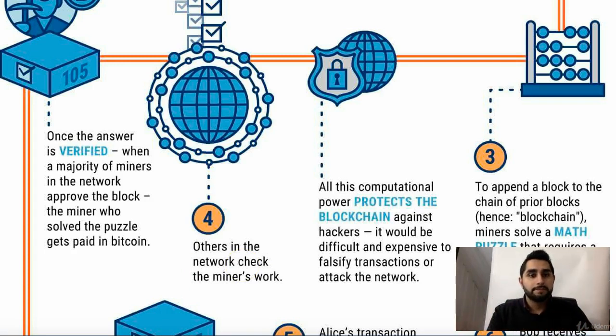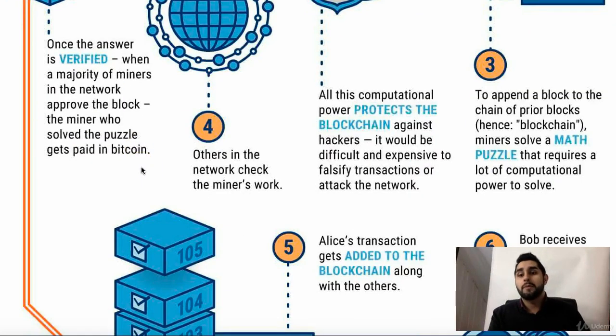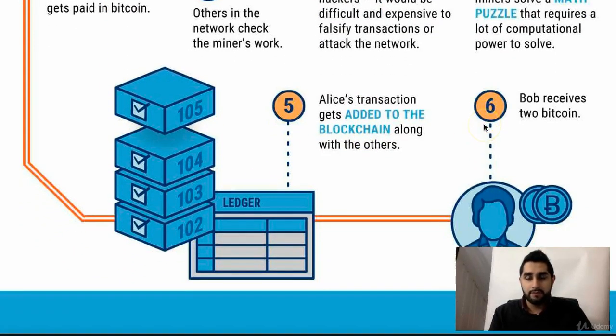Others in the network check the miners' work, and that's where the Bitcoin miners and the normal people come into play. Once it's verified, the majority of miners in the network approve the block. The miner who solved the puzzle gets paid in Bitcoin. This is why you hear about all those Bitcoin miners running their Bitcoin mining rigs. I'm sure you've heard of it. Kodak even recently decided to come out with a rig, which quadrupled their stock size and market cap from like $3 to $12, something insane. They're basically mining using your computer's resources, your hardware, hard drive, video, computer chip, all of that. Once it gets approved, 5, it gets added to the blockchain and Bob receives it.